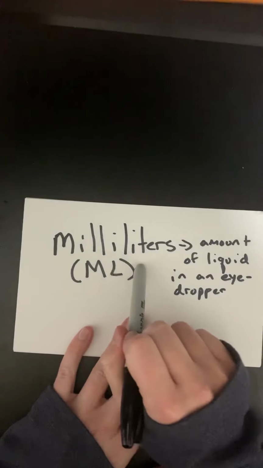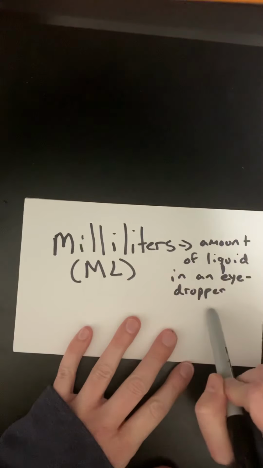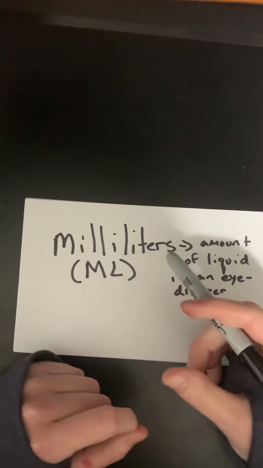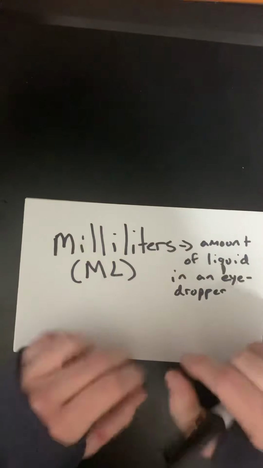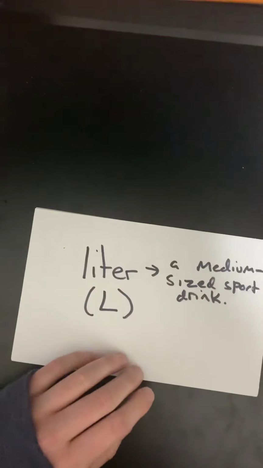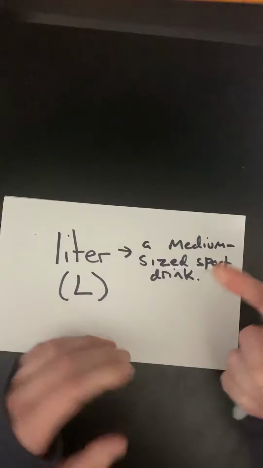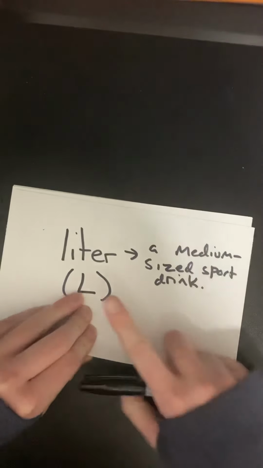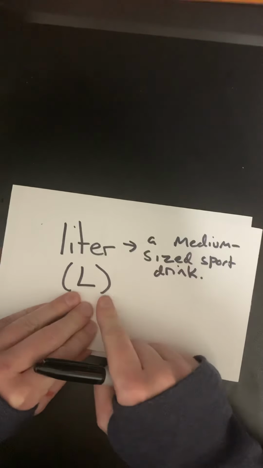The first one is milliliters, mLs. They are the amount of liquid in an eyedropper. So imagine this is a very small amount of liquid. We also use this, for example, with medicine cups. If you see your parents give you liquid medicine, usually those are mLs, milliliters. Then a liter is basically a medium-sized sports drink. Think of your water bottle. If it's medium size, that's probably a liter. And that's also used commonly in the United States.